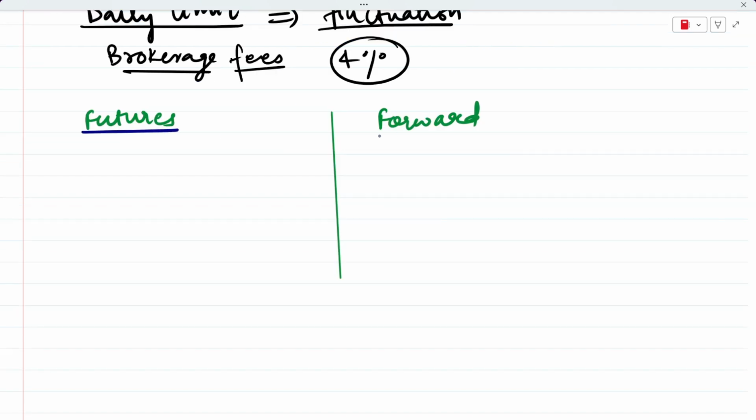To avoid any kind of confusion, let us quickly discuss the differences between futures and forwards in a very simple manner. So what are the differences? In a forward contract, you can put in any amount that you wish to put in.